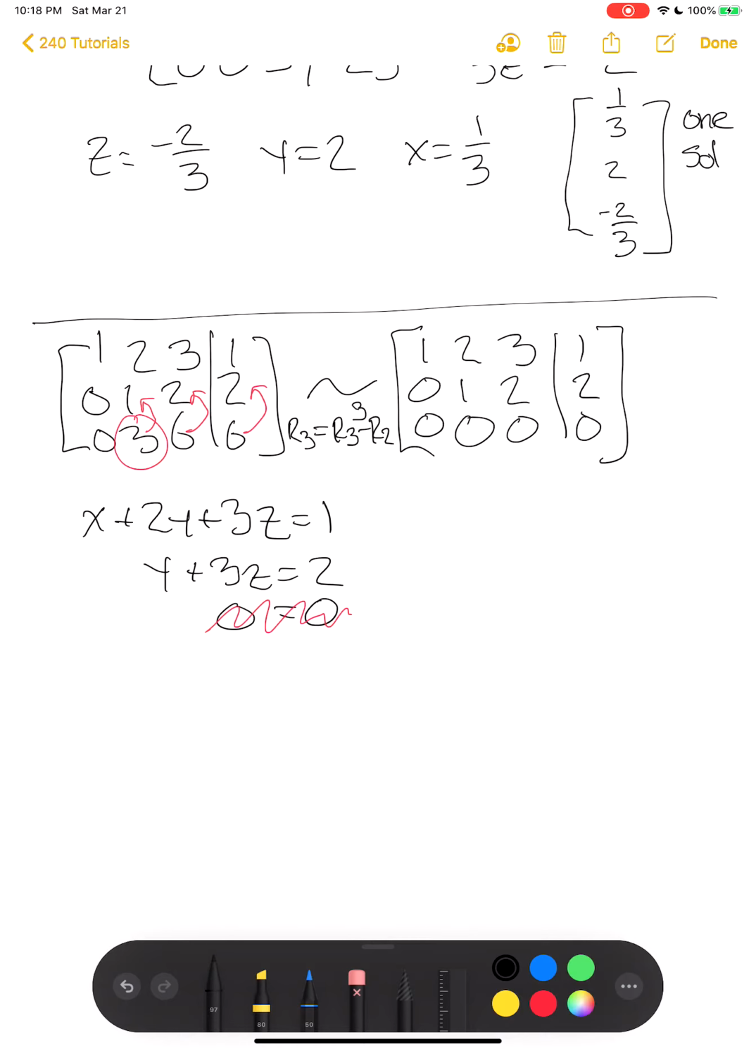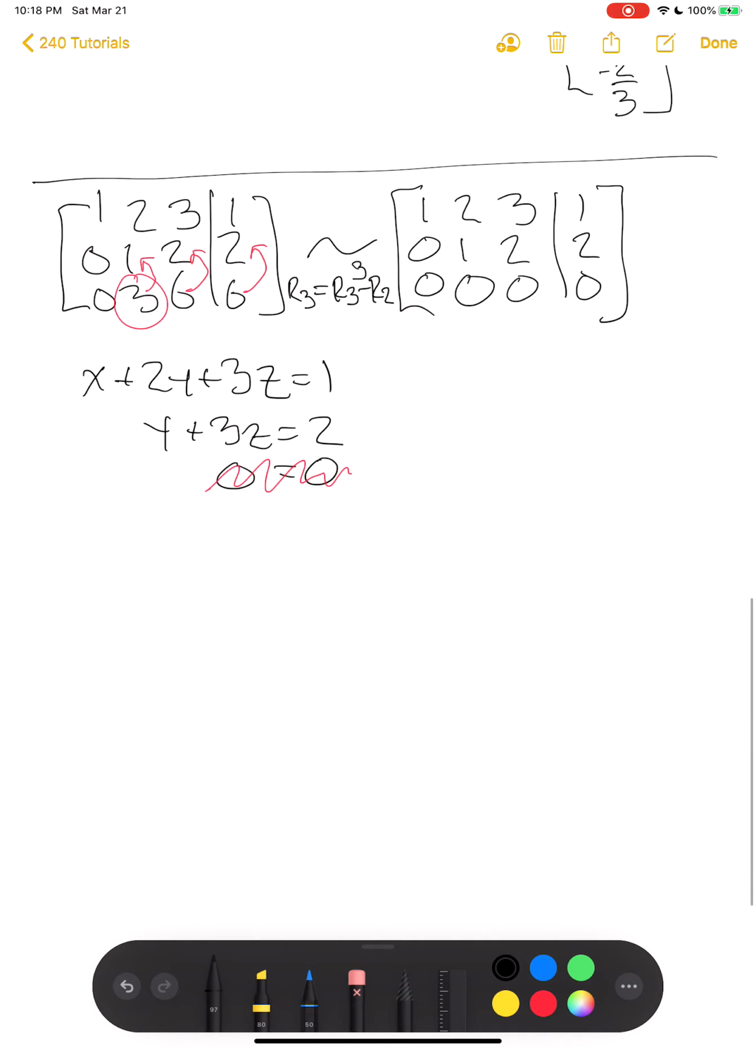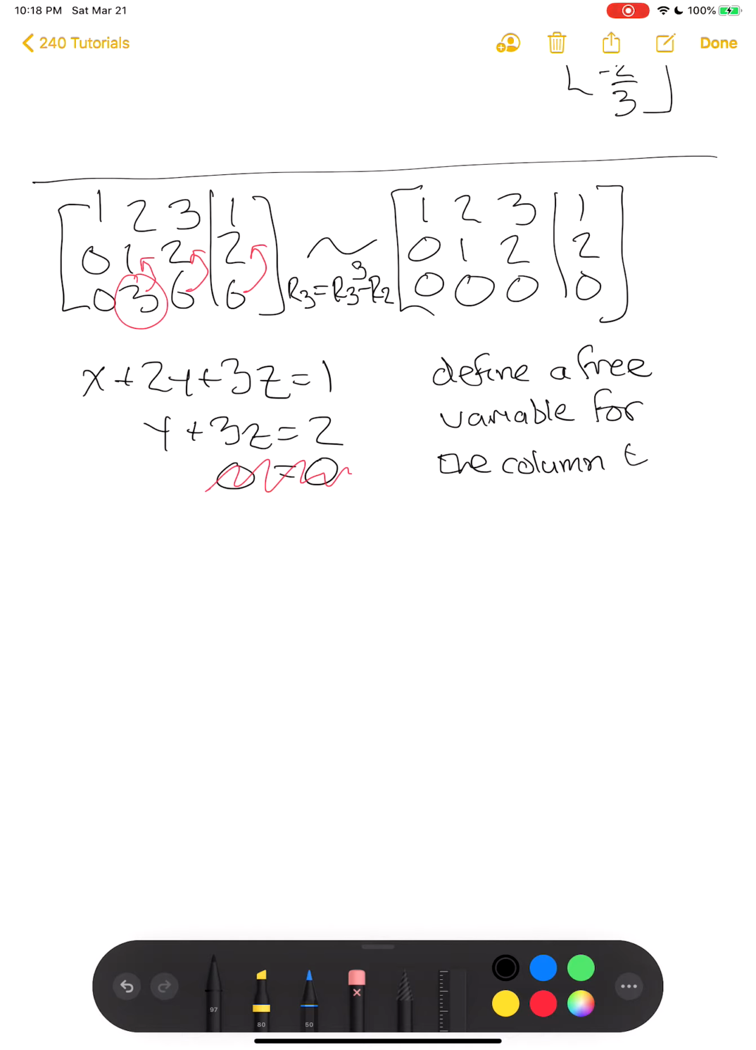And you might say, well, that's kind of a problem, right? Because I can solve for two of the variables, but I'll need a third equation to solve for the other. And so this is where we start having to define free variables. So the rule of thumb here is you have to define a free variable for the column that has no leading one.